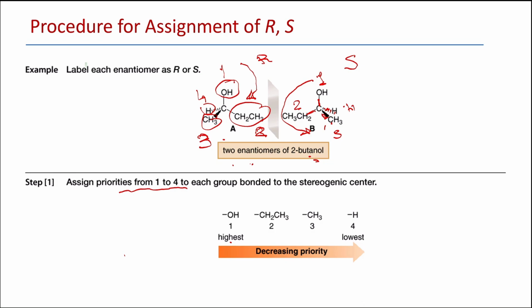When you assign the configuration after giving priorities, you cannot start assigning the configuration as R or S unless the group with the lowest priority is at the back. So you always have to draw the substituent with the lowest priority to be at the back, with the dashed line. So what if the group that is at the back is not the one with the lowest priority? How are we going to assign the configuration?